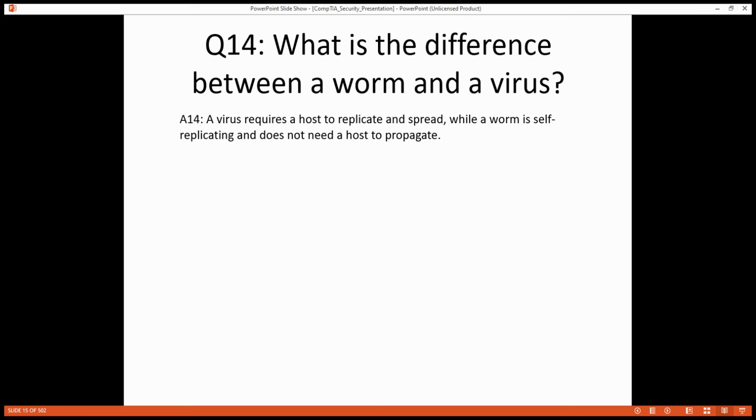Q14. What is the difference between a worm and a virus? A14. A virus requires a host to replicate and spread, while a worm is self-replicating and does not need a host to propagate.